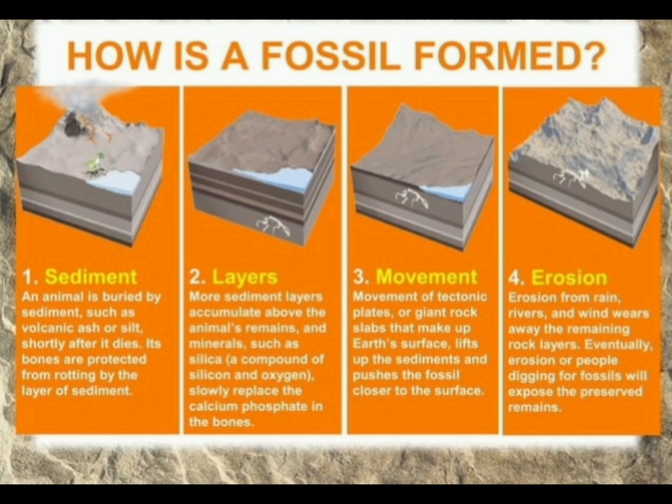Then layer. More sediment layers accumulate above the animal's remains, and minerals such as silica, a compound of silicon and oxygen, slowly replace the calcium phosphate. Then movement. Movement of tectonic plates, or giant rock slabs that make up Earth's surface, lifts up the sediments and pushes the fossil closer to the surface. Then erosion. Erosion from rain, rivers and wind wears away the remaining rock layers. Eventually erosion, or people digging for fossils, will expose the preserved remains.